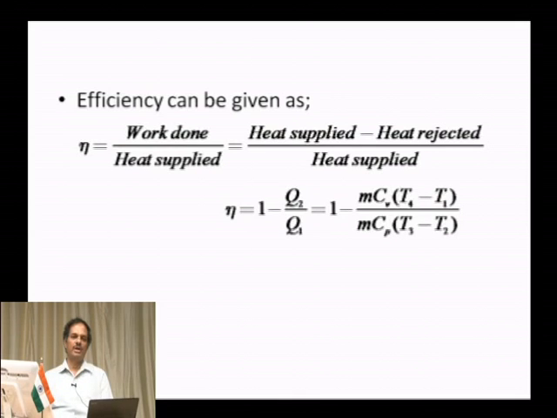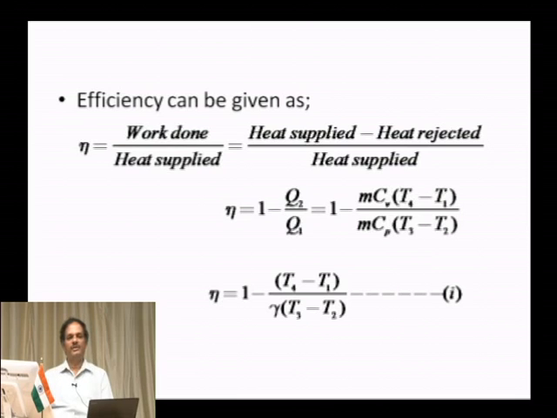So this Q2 is at constant volume, heat rejection, and Q1 is the heat supplied at constant pressure. The mass m is the same in the numerator and denominator, so you can cancel it. Cv and Cp is there, divide both numerator and denominator by Cv, you will get 1 minus (T4 minus T1) divided by gamma into (T3 minus T2), where gamma is Cp by Cv, that is ratio of specific heats. So, this is the efficiency of the diesel cycle.